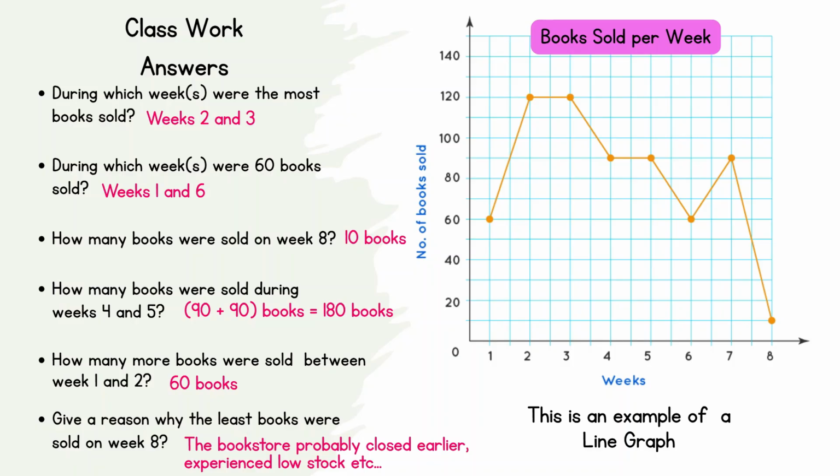Then it says give a reason why the least books were sold in week 8. And we have here the bookstore probably closed earlier, it probably experienced low stock by week 8, etc. What did you put for the last question?